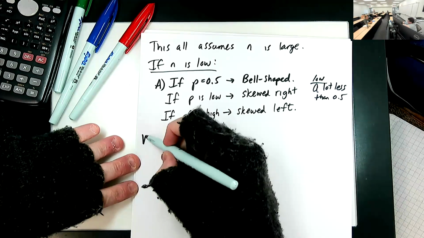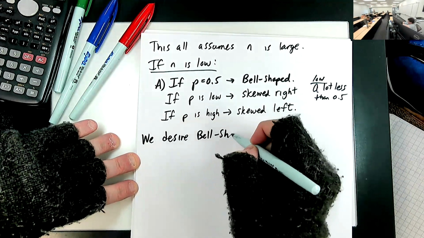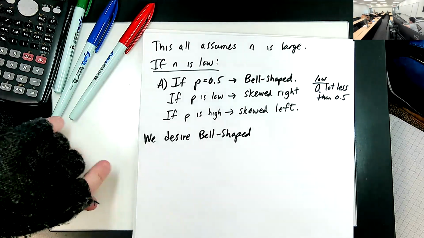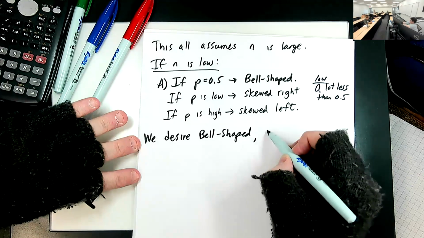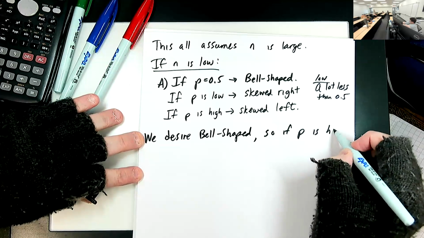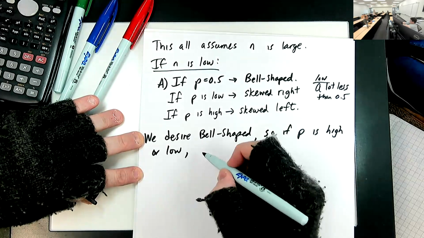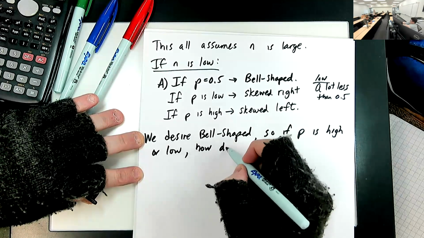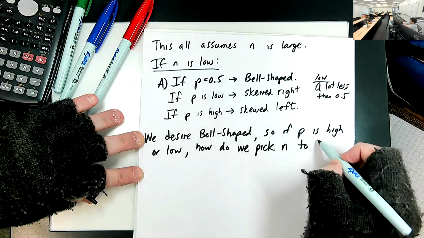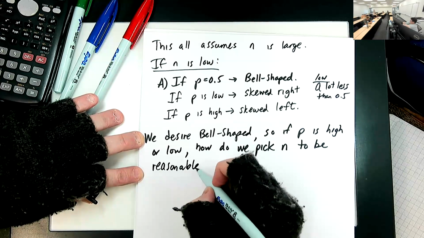Now, we desire bell-shaped. When we're doing hypothesis testing, this is what we want. So if p is too high, or if p is high or low, how do we pick n to be reasonable, or guarantee the bell shape?